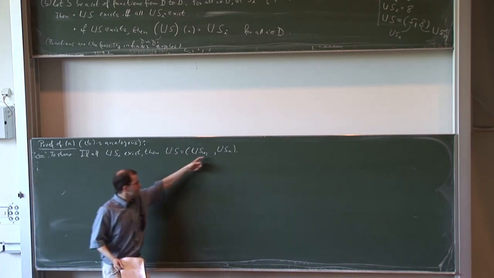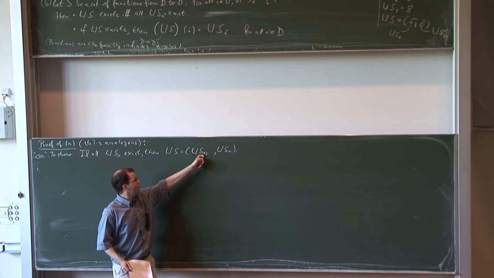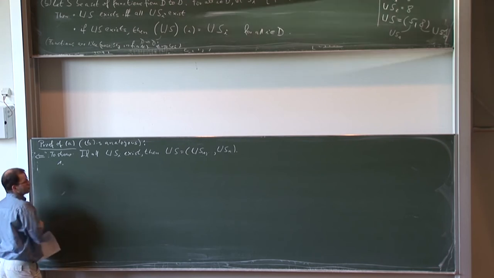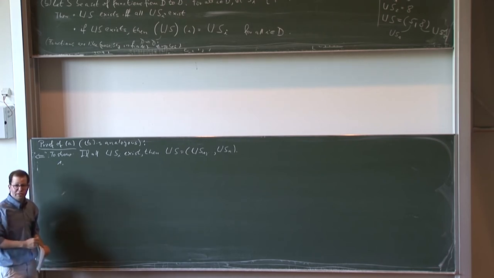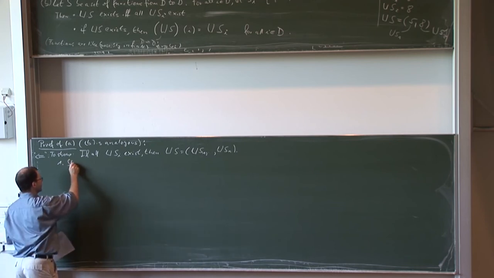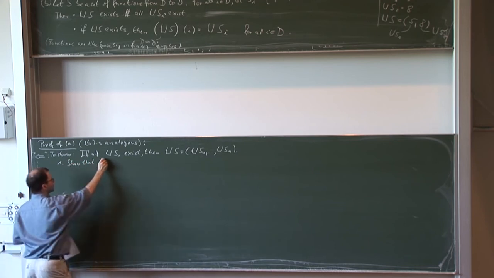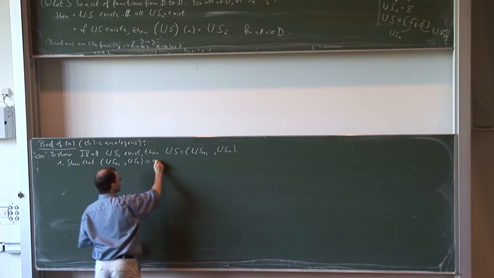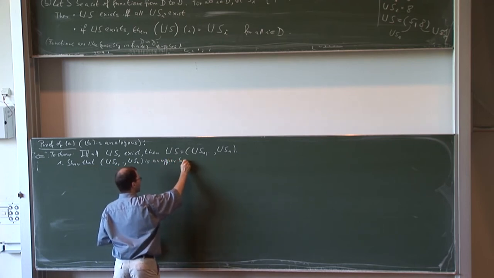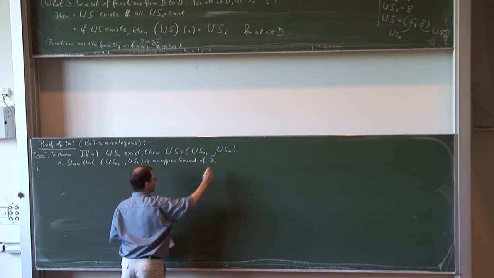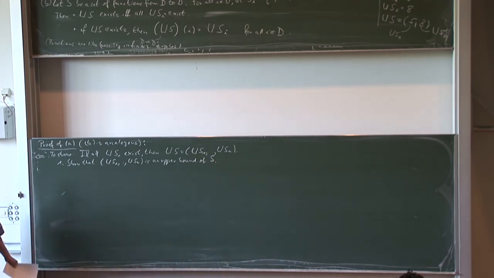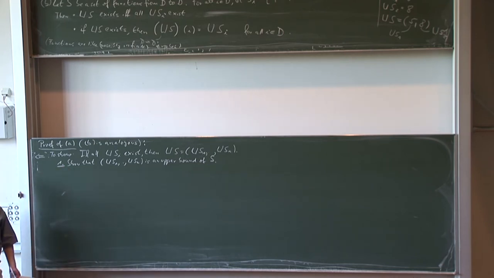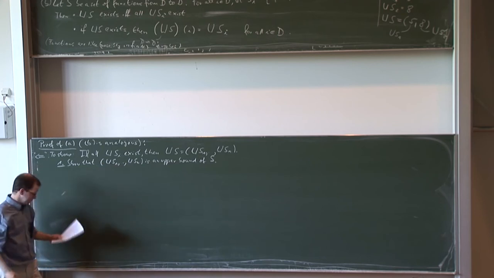Okay, so we know that this thing exists. This is the least upper bound of S. So part 1 is let's show that it is an upper bound, and part 2 is let's show that it is the least upper bound. Show that this thing here is an upper bound of S. Okay, how do we show this? Well, we take an arbitrary element of S, and then we show that this one is bigger or equal.